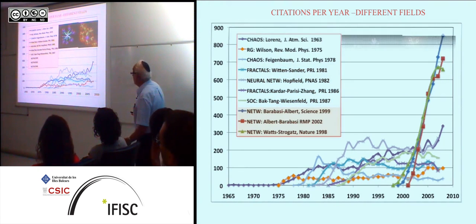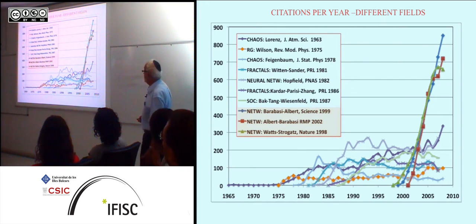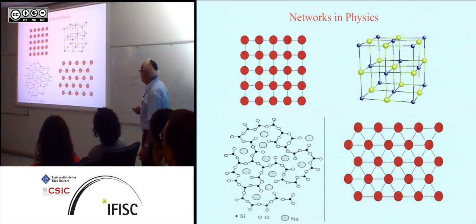But now what happened to networks? If we look at networks, we see that they really blow up. Network science has become very active and very important, and this is only until 2008, and I think by 2012 it is already somewhere outside the screen. So why are networks so important? This is what I want to tell you.